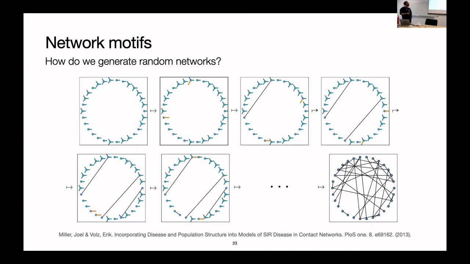So how do we generate a random network? We usually rely on the configuration model, which is a way to generate a random network with a fixed degree sequence. Basically, we take the real network, we take its degree sequence, and we just shuffle the edges, keeping this degree sequence fixed, and we have a randomized version of the network, which keeps some statistical properties of the original network.